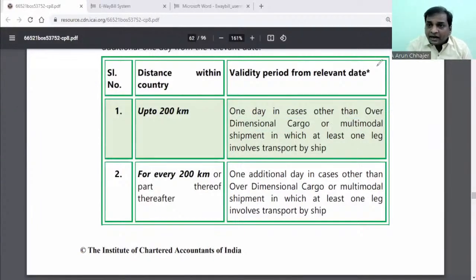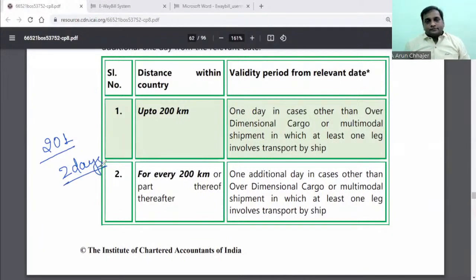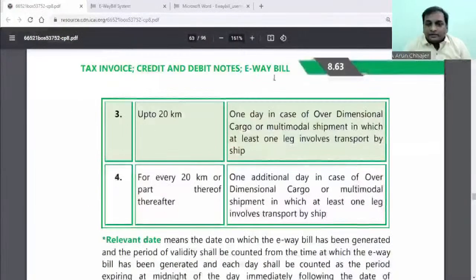And any part thereof, 1 extra day. For example, if the distance is 201 kilometers, it is valid for 2 days. For 200 kilometers it is 1 day, and for every extra part thereof it is an additional 1 day. In case of ODC cargo, it is reduced to 20 kilometers per day.